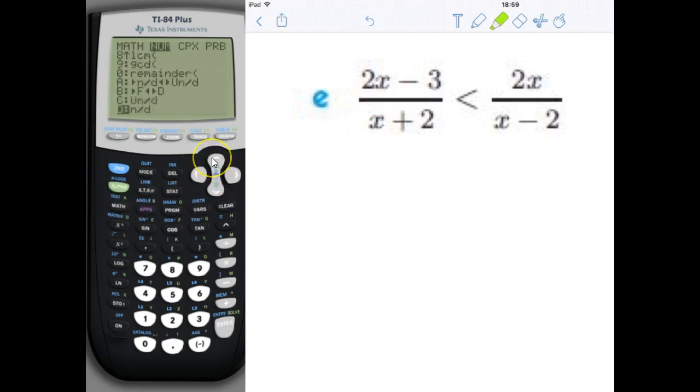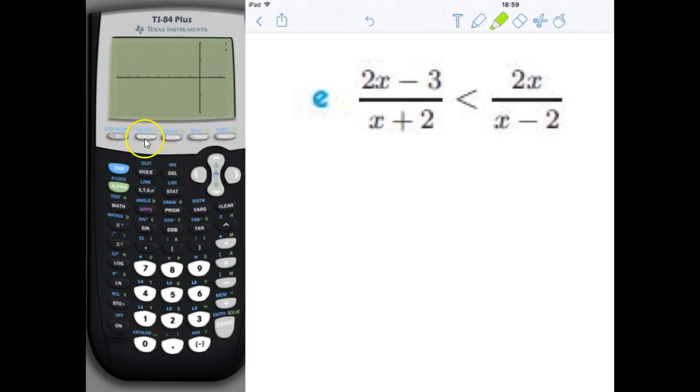So you have math, number, click up to n/d, and then on top you're going to put 2x minus 3, and on the bottom you're going to put x plus 2, and then for y2 you're going to put the right side, which is math, number, n/d, and you're going to put 2x on top, and on the bottom you're going to put x minus 2, and then you're going to graph it.